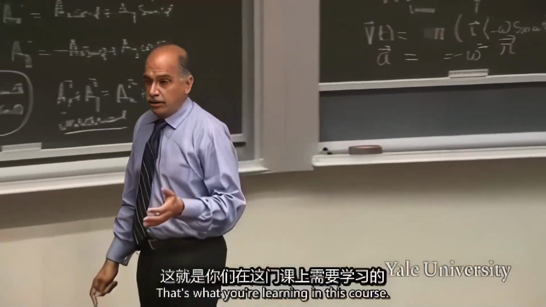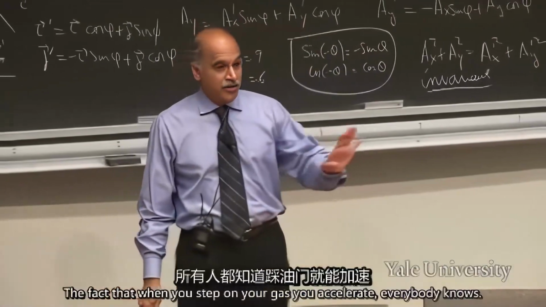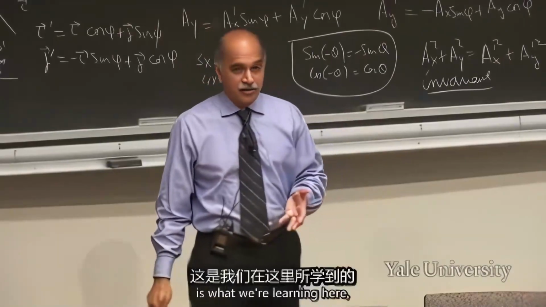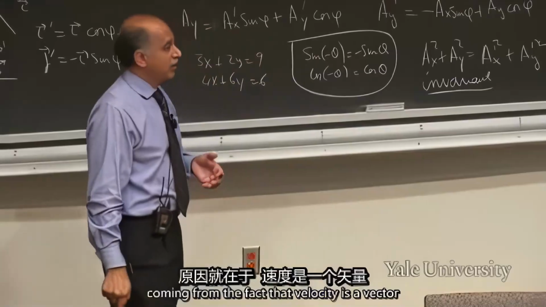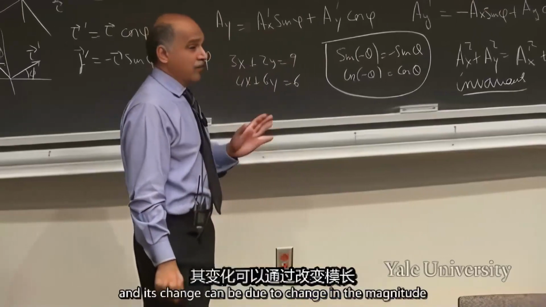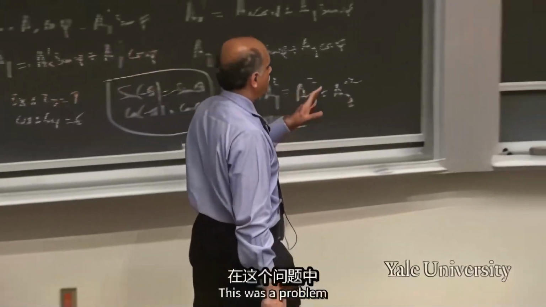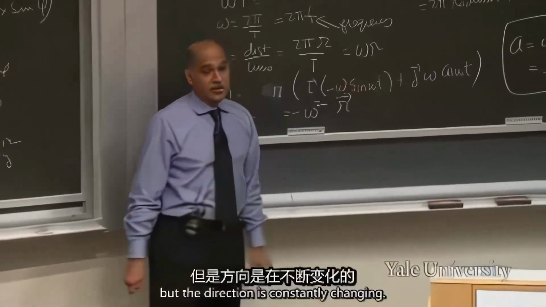That's what you're learning in this course. The fact that when you step on your gas, you accelerate, everybody knows. The fact that when you go in a circle, you accelerate is what we're learning here, and it's coming from the fact that velocity is a vector, and its change can be due to change in the magnitude or change in direction. This is a problem where the magnitude of velocity was nailed down and fixed at omega r, but the direction is constantly changing.